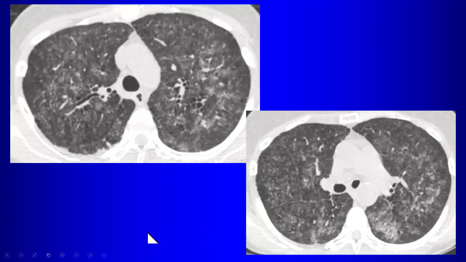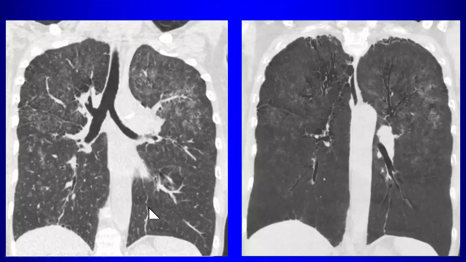So air trapping, increased lung volumes, centrilobular nodules, especially ground glass attenuation. And then on the coronal images, what kind of reconstruction is this? Well, what is it showing you?